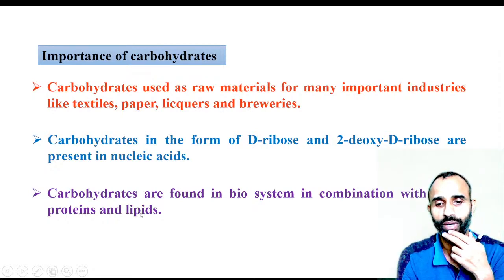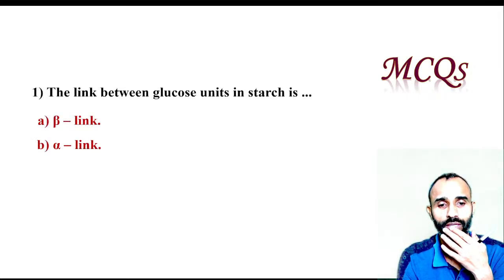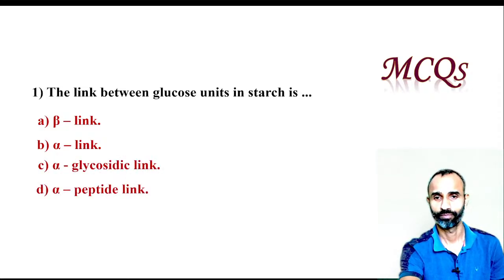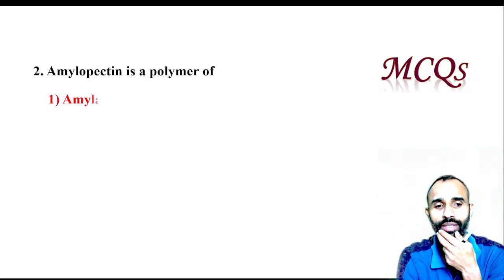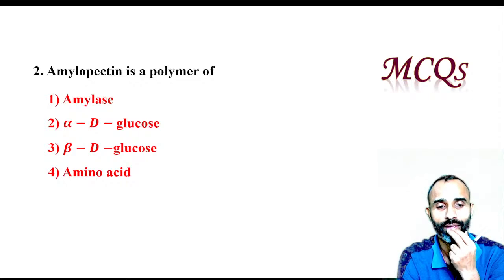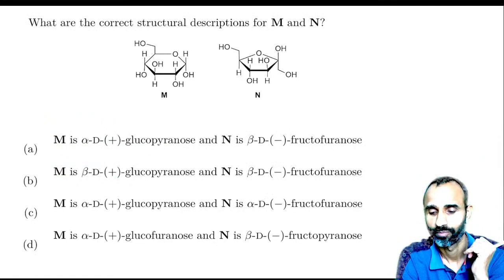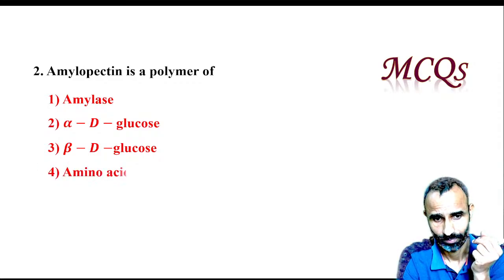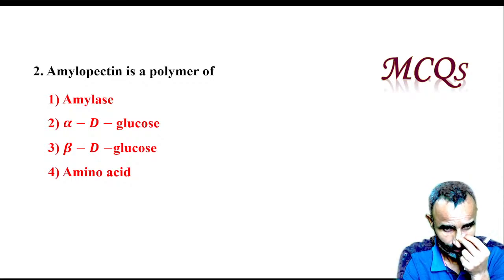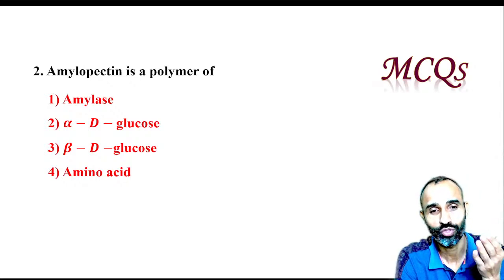Carbohydrates formed in biosystems combine with many proteins and lipids. The link between glucose units in starch is alpha glycosidic. Amylopectin is a polymer of glucose. Both amylose as well as amylopectin contain alpha linkages. But what is the monosaccharide in amylose as well as amylopectin?